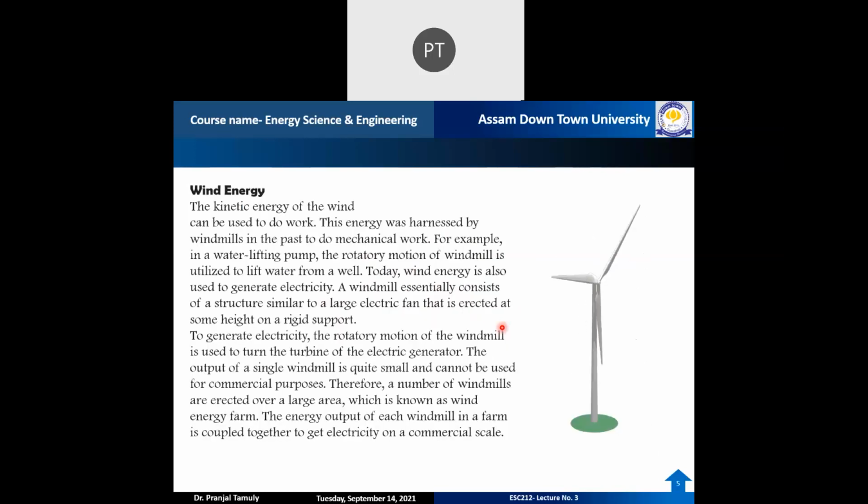Another type of energy source is wind energy. This is the typical windmill that we see in our everyday life. This is what wind actually does: it converts the kinetic energy of wind into electrical energy. The kinetic energy of wind can be used to do work. This energy was harnessed by windmills in the past to do mechanical work.